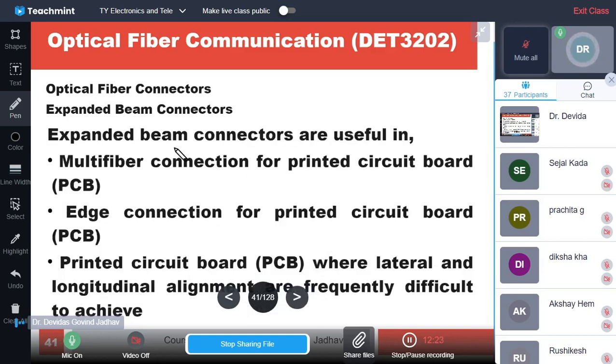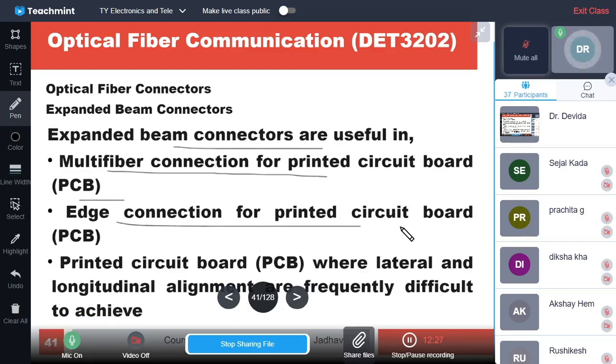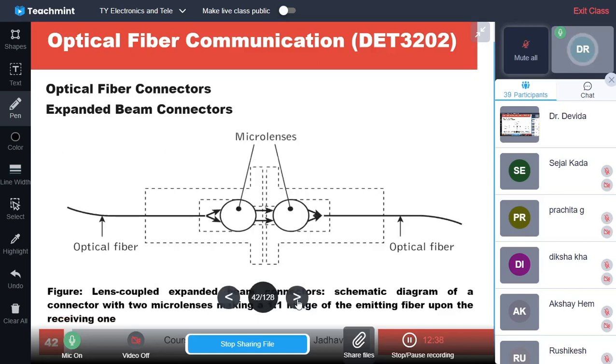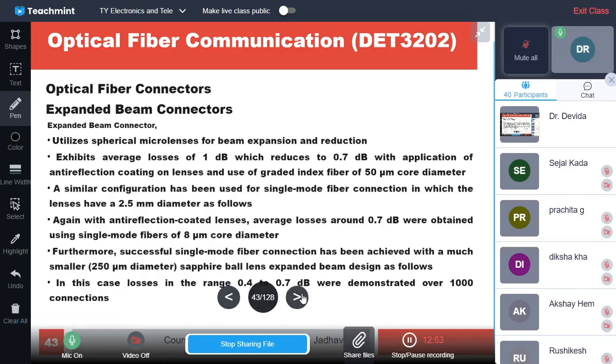Expanded beam connectors are used in multi-fiber connections, in edge connections on the PCB, the printed circuit board, where the lateral and longitudinal alignments are frequently difficult to achieve. In those situations, expanded beam connectors are very useful. So this is the expanded beam connector, which uses micro lenses of a dimension quite large compared to the dimension of the fibers, and they are coated with anti-reflective coating, and they can have very low loss.